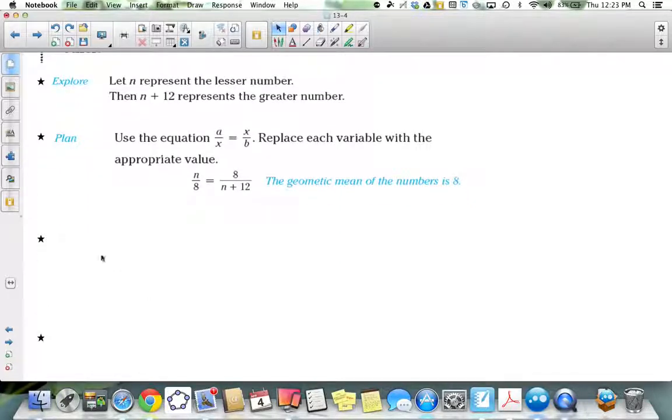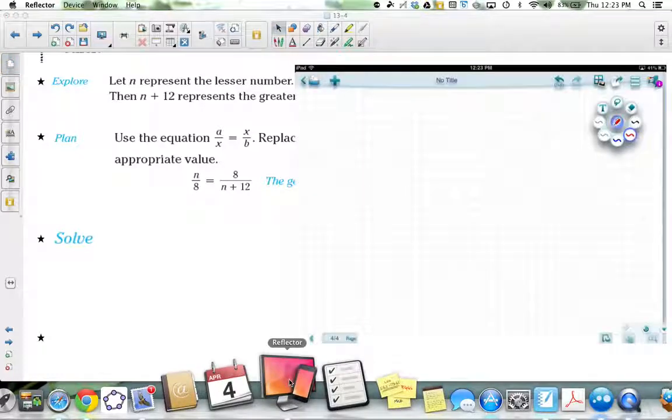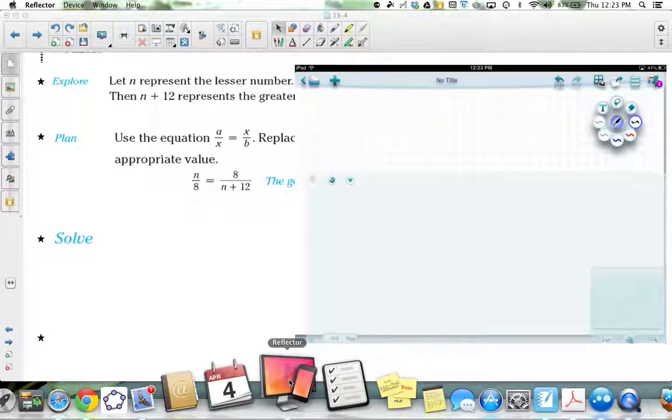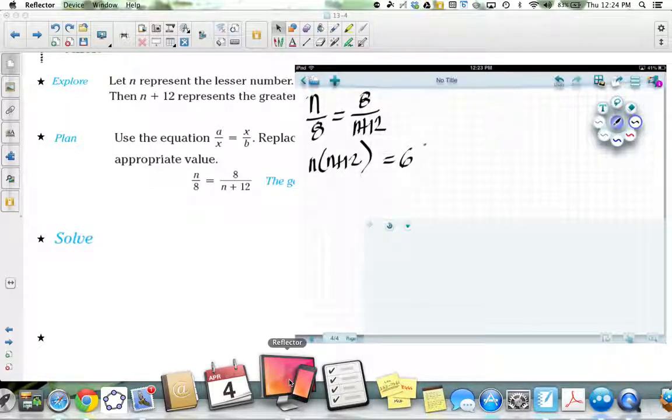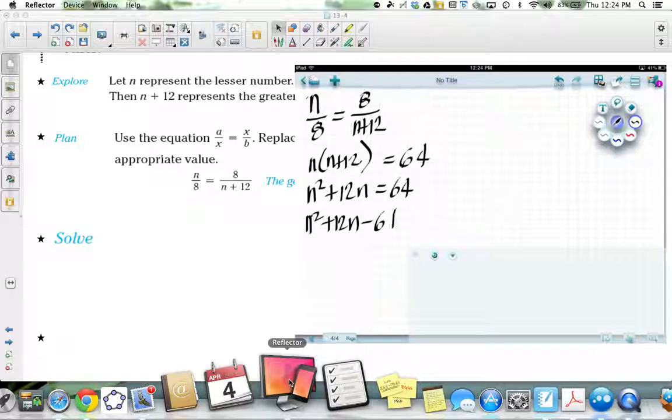Then we simply solve the equation. You now have n over 8 equals 8 over n plus 12. Cross products, from what we learned in the past, this now becomes n times n plus 12 equals 64. Or this becomes n squared plus 12n, using the distributive property, equals 64. To solve this type of equation, we need to equate it to 0 so we can use the zero product property. So we have n squared plus 12n minus 64 equals 0.